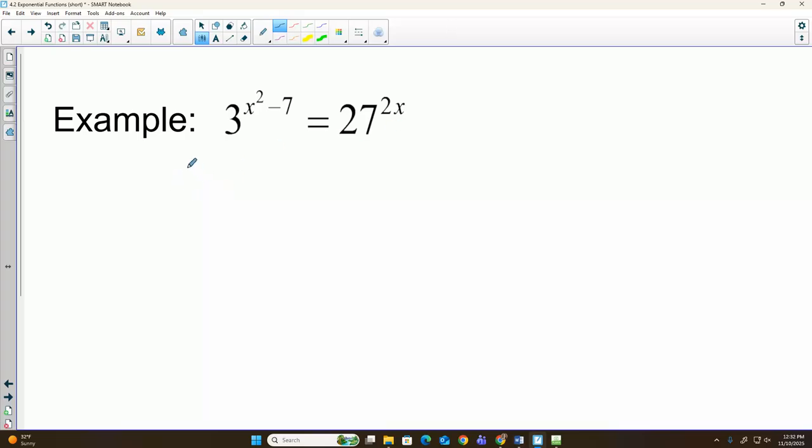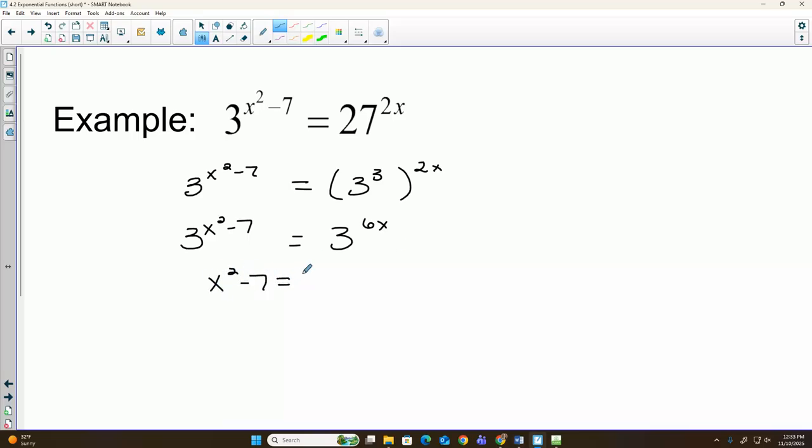So I have to get the same base on each side. Can I change 3? No, so it stays. How would I rewrite 27? And you keep that 2x on the outside. So then, a power to a power, what do we do with those? So now we have the base of 3 on each side, so x squared minus 7 equals 6x. Subtract over my 6x.